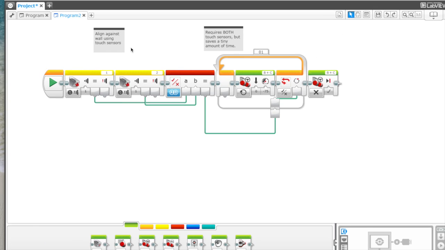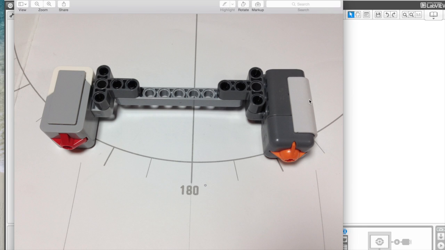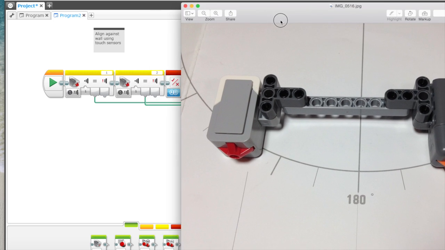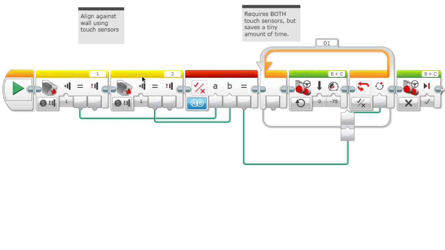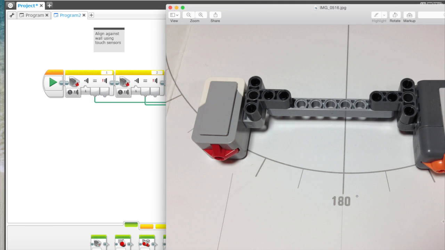Another way to align against the wall is using touch sensors. Imagine that you have a robot with 2 touch sensors, one on either side of the robot, one on the left side and one on the right side. What we're doing in this program is we have the 2 touch sensors here. When they're both being pressed, then you stop the loop, which is how long the robot's moving. Basically the robot is moving backwards until both of the buttons are pressed. When both of the buttons are pressed, that would mean that it has touched the wall right over here, and it's exactly parallel against the wall.